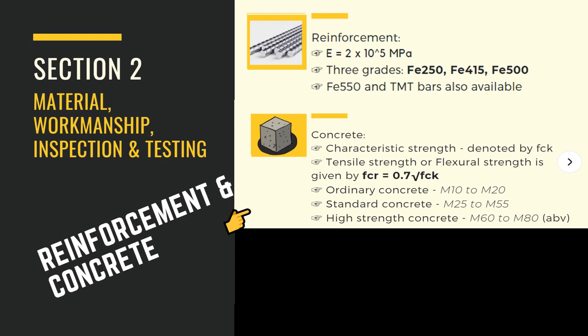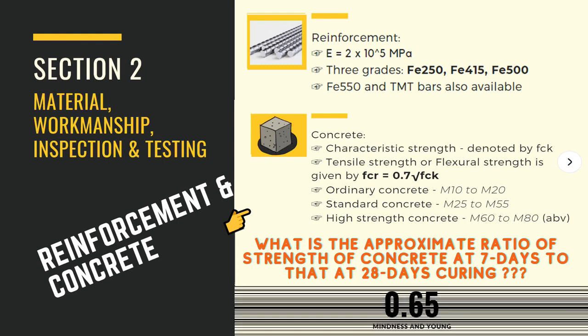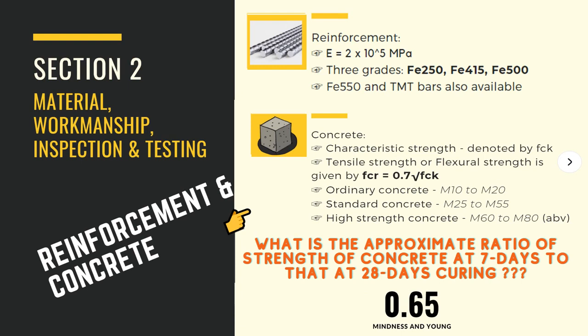Now the question for you is, what is the approximate ratio of strength of concrete at 7 days to that at 28 days curing? If you want to take the 7 days strength in calculation, how much percentage of the 28 day strength will you take? The answer is 0.65. This value is found by the scientists Minus and Young. The ratio of strength of concrete at 7 days to that of 28 days curing is 0.65.